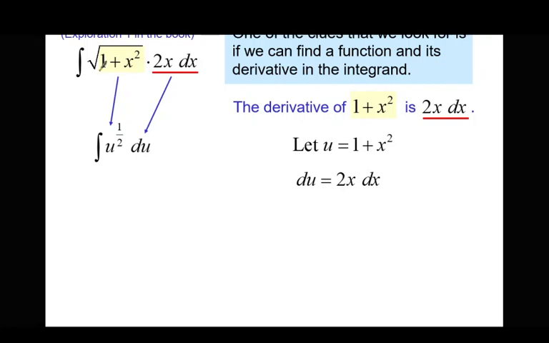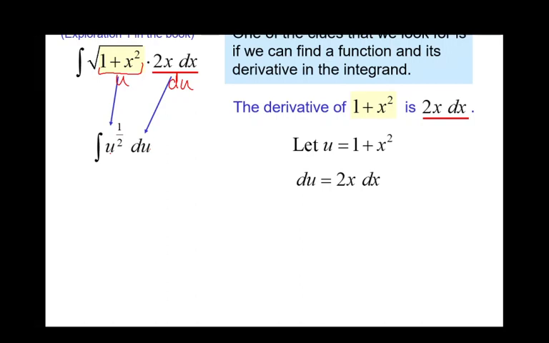Which makes my life super simple, because when I rewrite, remember, this right here is u, and this right here is du. So when I rewrite it, this is u to the 1/2, that's the square root, and 2x dx is now du. And now my function becomes much easier to take the antiderivative of: add 1 to the power, divide by the new power, plus c. And again, we cannot forget to plug back in u to get it back in terms of x. And that is my antiderivative.